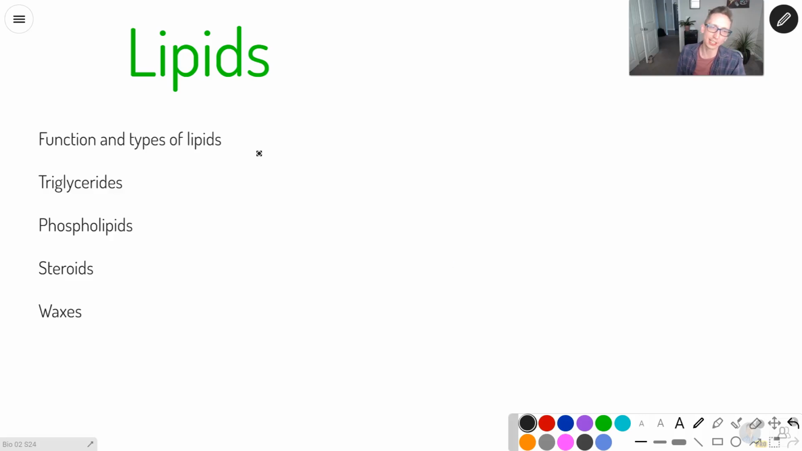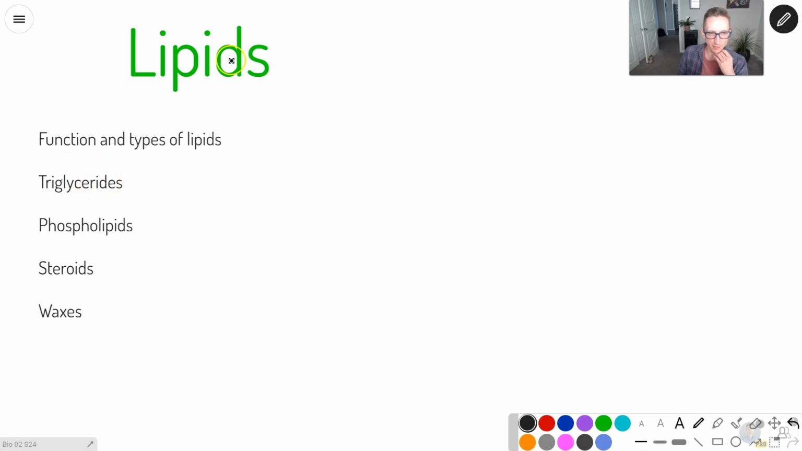All right, let's get into the fat. We're getting into them lipids. We've got a little outline here: functions and types of lipids is what we're going to go into first. Then we will talk about the specific types here, and these are actually our types kind of listed out here.